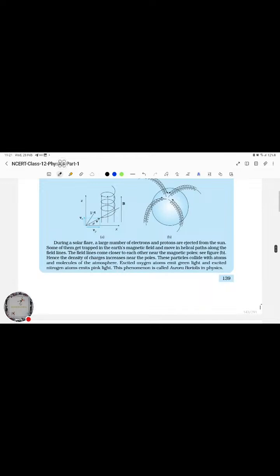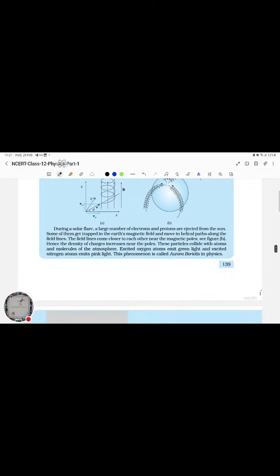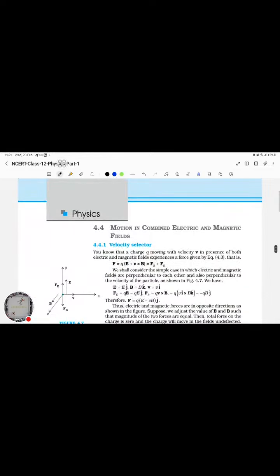Okay, so the field lines come closer to each other near the magnetic poles. As we have seen in the figure, hence the density of the charges increases near the poles. These particles collide with the atoms and molecules. Excited oxygen atoms emit green light and excited nitrogen atoms emit pink light. This phenomenon is called the aurora borealis in physics.